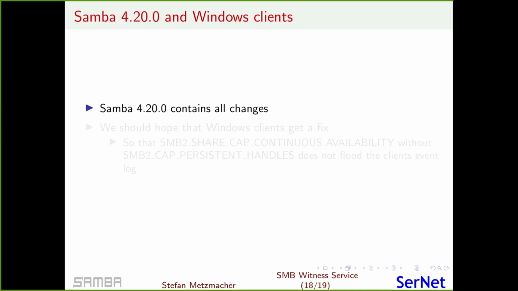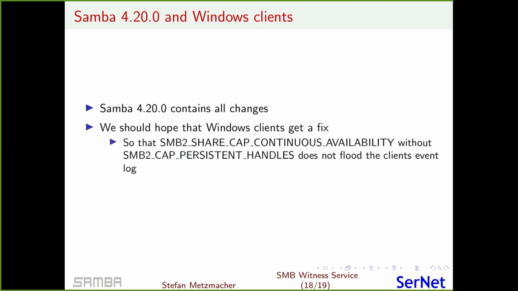Yes, so with Samba 4.20.0, all changes are included. And as said before, I will try to ask Microsoft to avoid flooding the client event log if the continuous availability is there, but no persistent handle support. So actually the client logic works fine. It falls back to just durable handles, but it always logs the situation, and that might be unwanted.